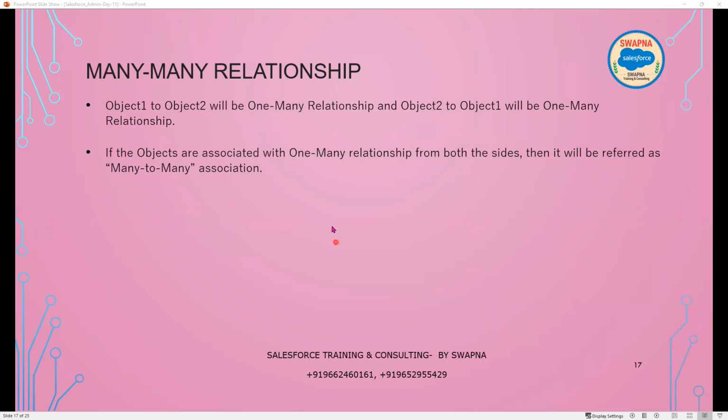Now, that means here I have one object on this side, and another object on this side. This connection has to be linked to multiple records on this side, and this also has to link to multiple records on this side. Whenever you have this kind of scenario, we have to go with the many to many relationship, which we also call a junction object.